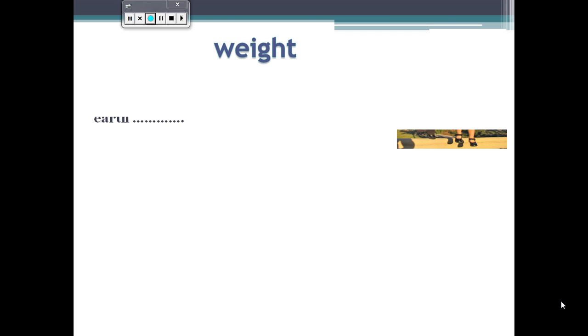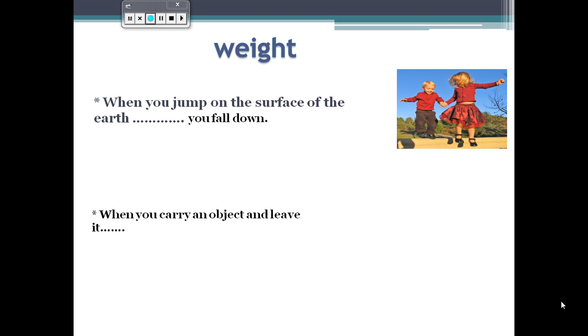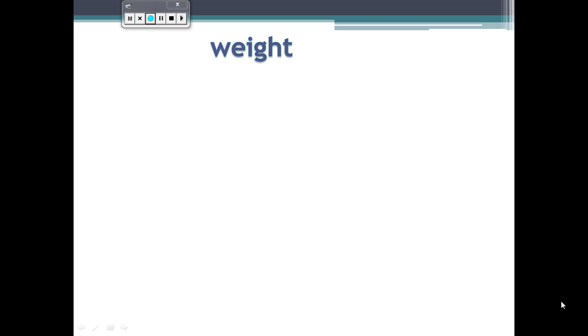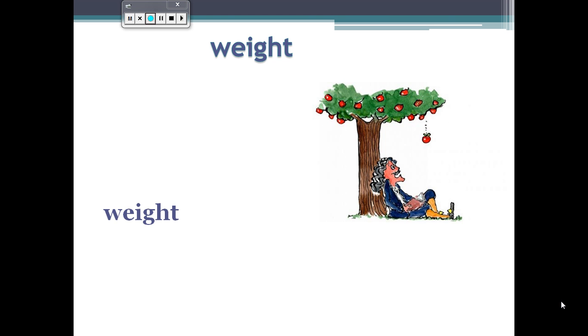When we jump on the surface, we will fall down. And when we carry any object and leave it, the object will also fall down. Do you know why? There is a force inside the earth which attracts the body to the center of the earth. This force we call gravitational force. So the gravitational force which attracts the body to the center of the earth, we call it the weight.